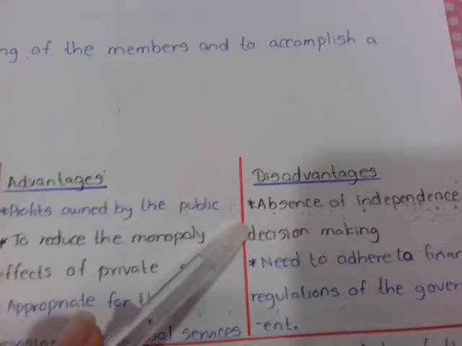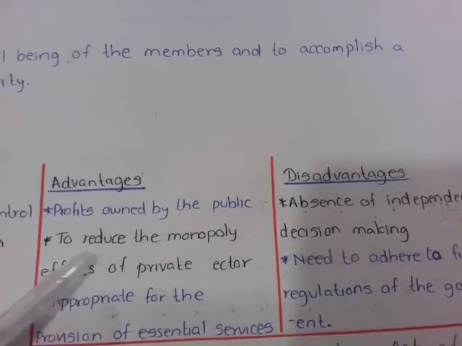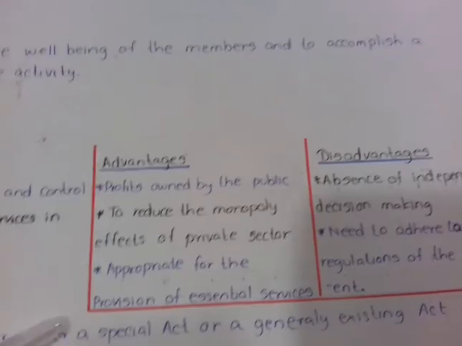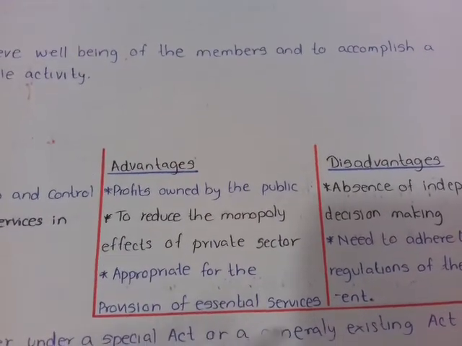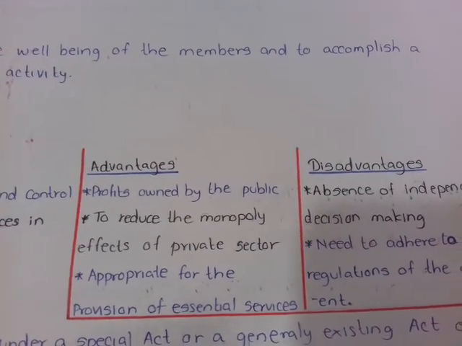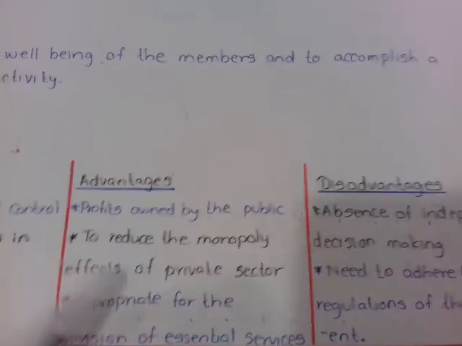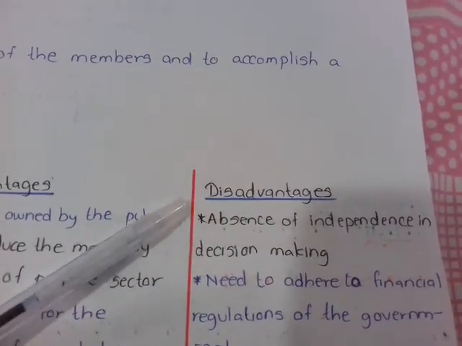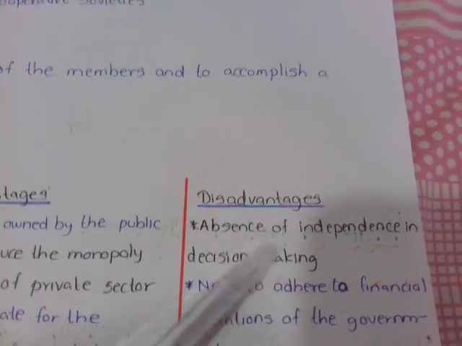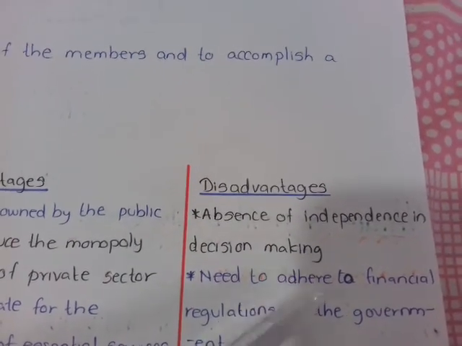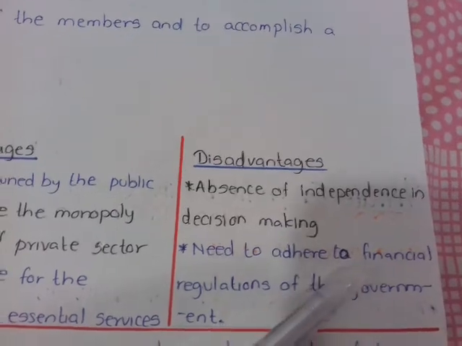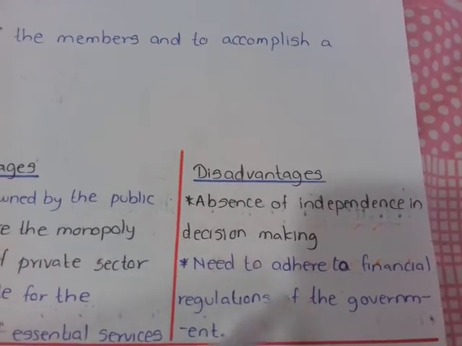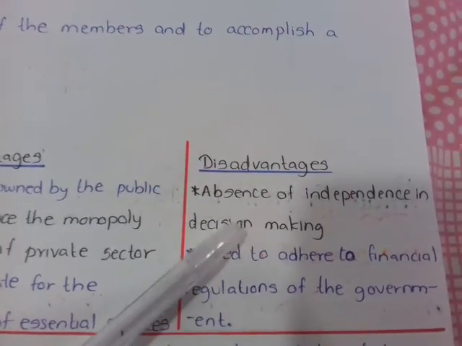So, what are the advantages and disadvantages of state corporations? Profits are owned by the public. They are the advantages. To reduce the monopoly effects of the private sector. And it is appropriate for the provision of essential services. So these I don't need to explain to you because they are easy to understand. And here the disadvantages. Absence of independence in decision making. Need to adhere to financial regulations of the government. So those are the disadvantages. They are also really easy to understand.